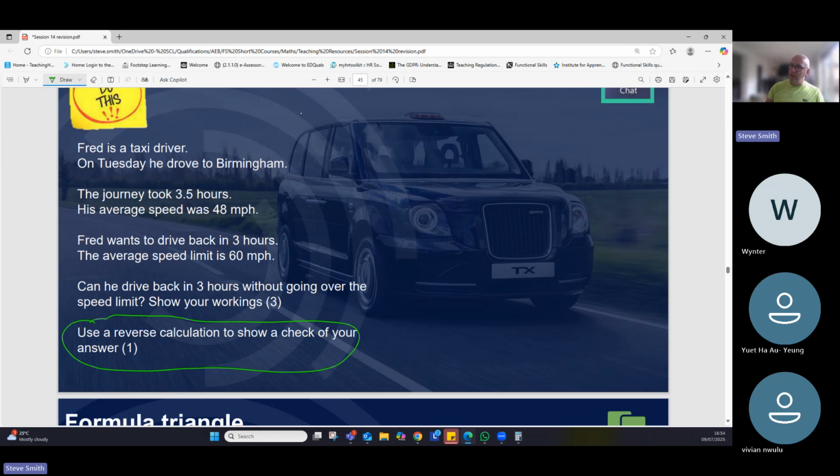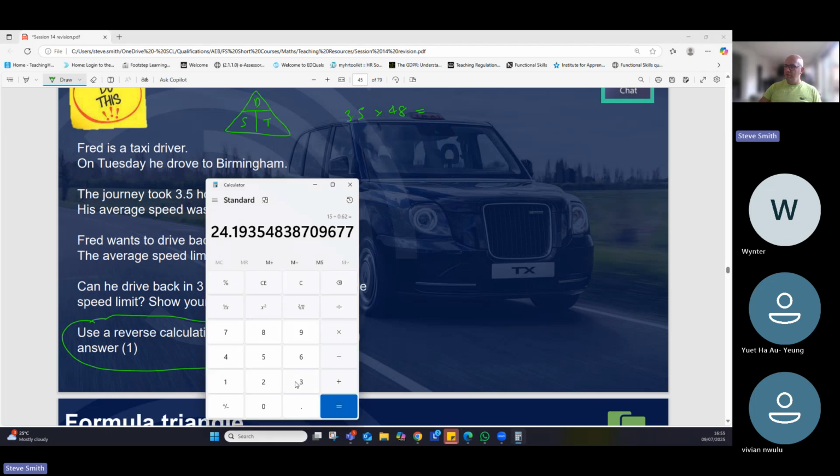The journey took 3.5 hours. Don't forget, we've got the triangle here. So it doesn't say, does it? So it doesn't give us the D. It gives us the speed and it gives us the time. So we're looking for that D part, and we can see they're both on the bottom. So we need to go 3.5 times by 48, S times T, equals D. So to work out how far to Birmingham he drove, 3.5 times 48, 168 miles.